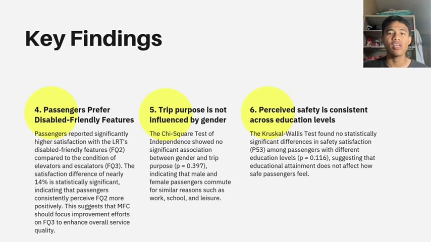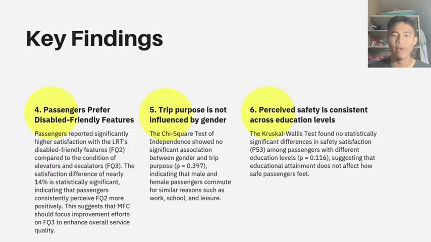The result of the Kruskal-Wallis test gave us a p-value of 0.116, which is higher than the 0.05 significance level. This means the difference in safety satisfaction scores between the education groups was not statistically significant. In simple terms, regardless of whether passengers were high school graduates, degree holders, or had postgraduate qualifications, their feelings of safety while using the LRT were quite similar. So, we can conclude that education level doesn't appear to influence how safe passengers feel, which suggests that perceptions of safety are consistent across different educational backgrounds.